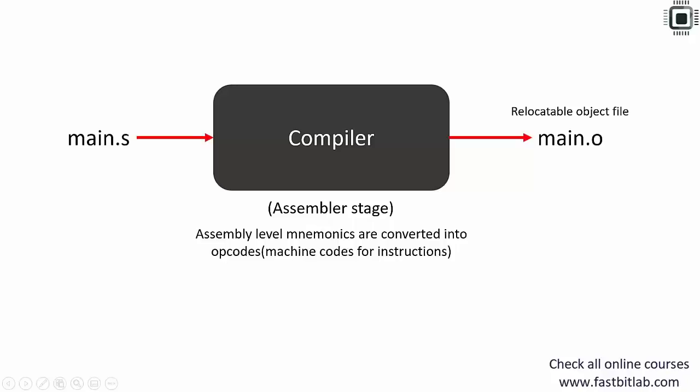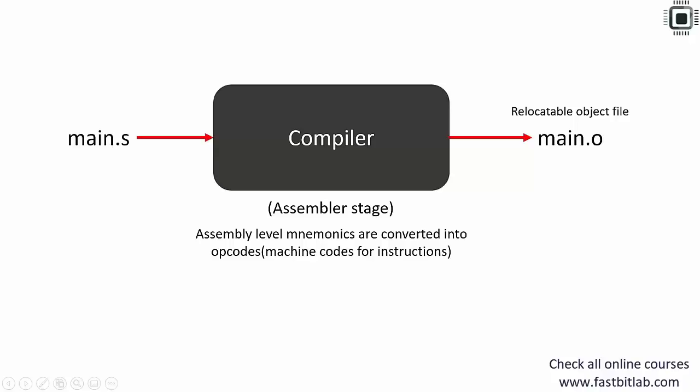After that comes the assembler stage. All these things will be done by the compiler itself. You need not invoke any other command. Everything will be done by the compiler. In our case, the compiler is arm-none-eabi-gcc because we are doing cross-compilation.